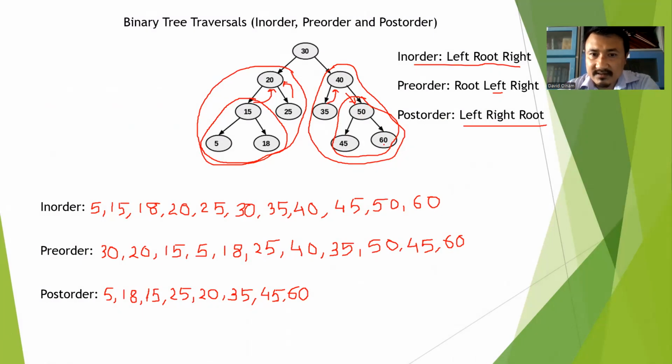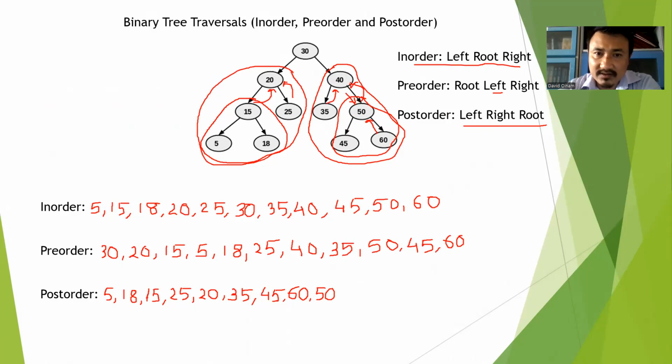From 60, you have to backtrack to the root node. Left part is completed, right we have completed here. Then we have to write the root node here. For this subtree, the root node is 50. Next is 50. From 50, you have to again backtrack to the node 40.